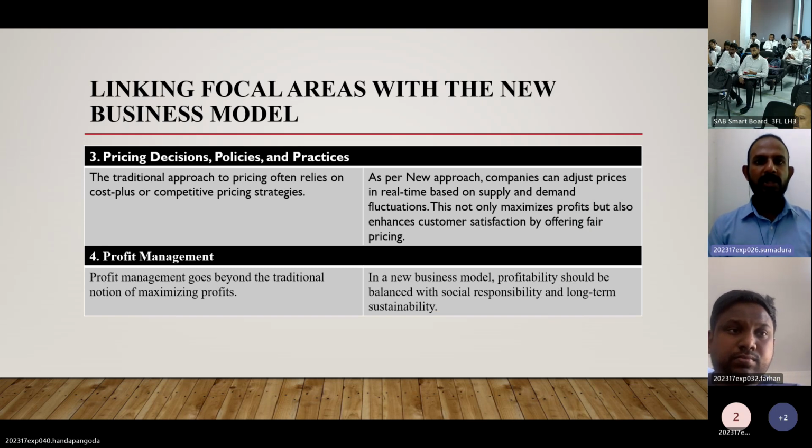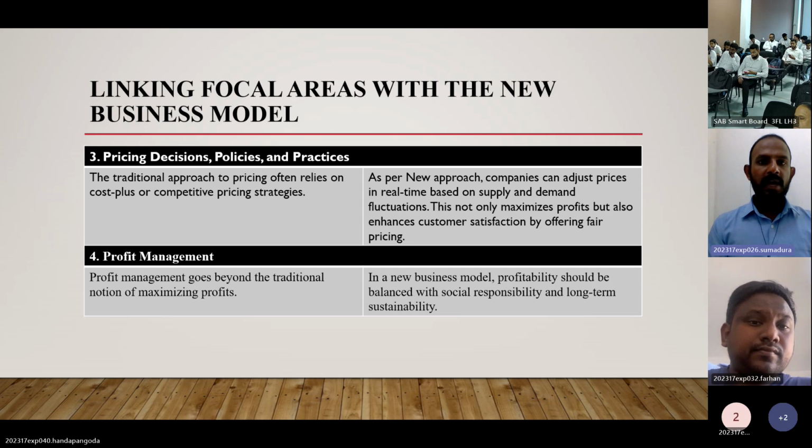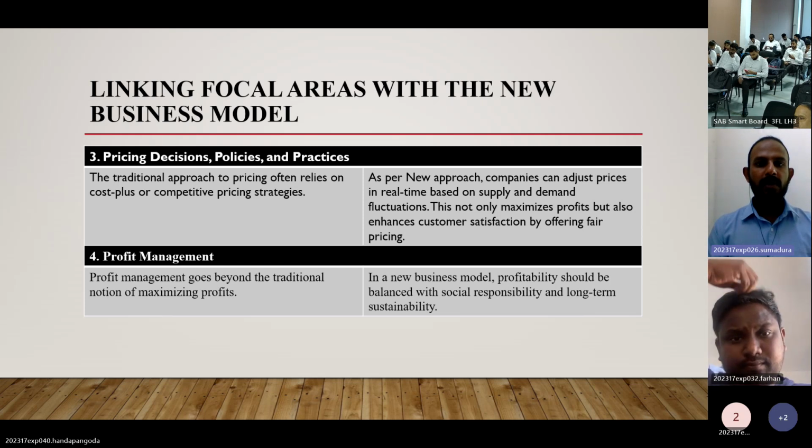Now let's move to the third focal area, that is pricing decisions, policies and practices. Old style pricing was often about rules like adding cost or following what others do. Today we can be more flexible. We can change prices based on what's happening right now. This way we can make money while also being fair to our customers.